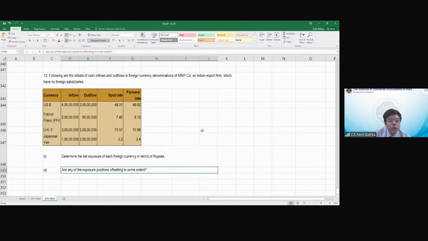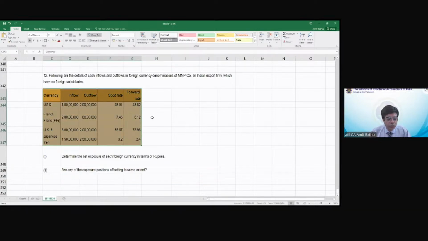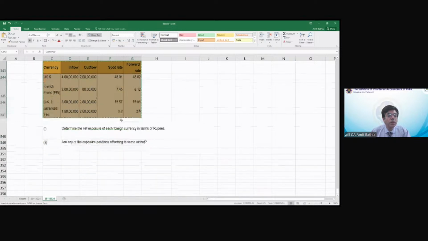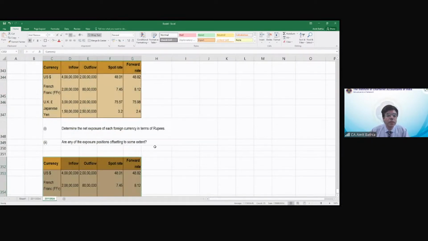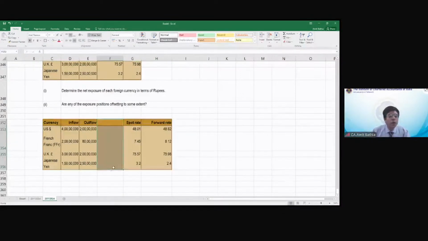Are any of the exposure positions offsetting to some extent? Okay, so that is the subsequent part. First and foremost is, do we have any net exposure of foreign currency in terms of rupees? So how do you calculate this? So let me take it from here. Are you all able to see the question? Yes? All right. So what I want to know is to determine the net exposure of each foreign currency in terms of rupees.